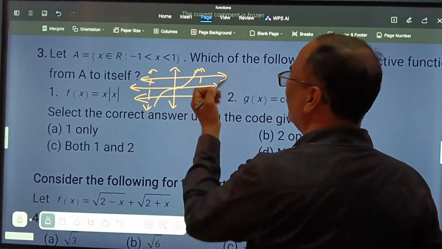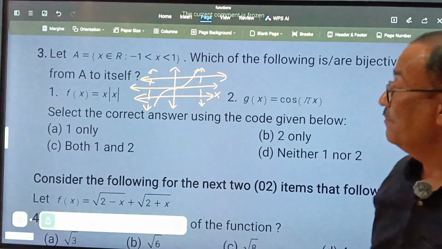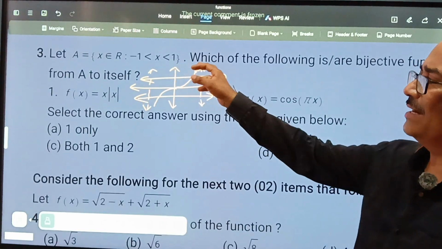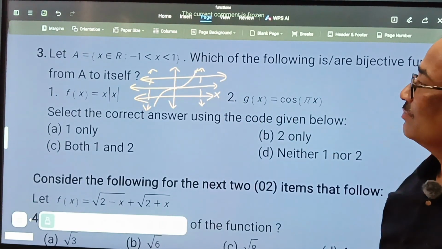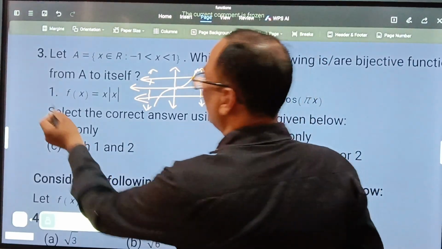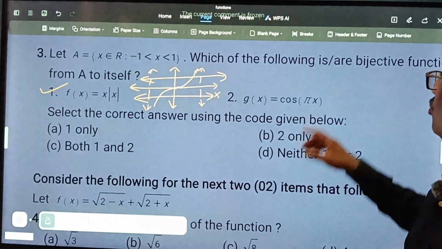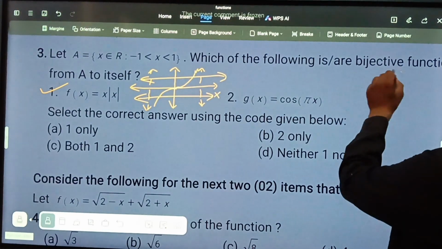So we know very well it is 1-1, and definitely it is approaching minus 1 and plus 1 also. That is why the first function is 1-1 as well as onto, that's why it is a bijective function.